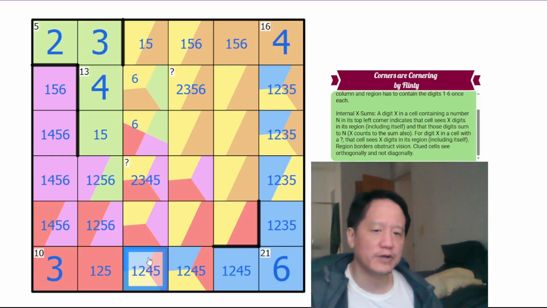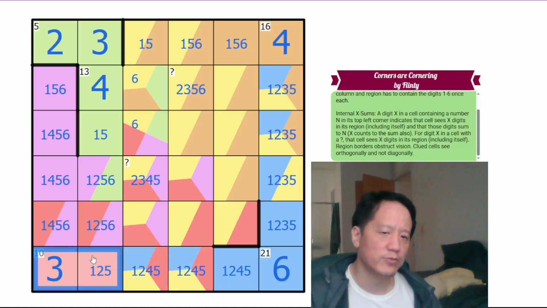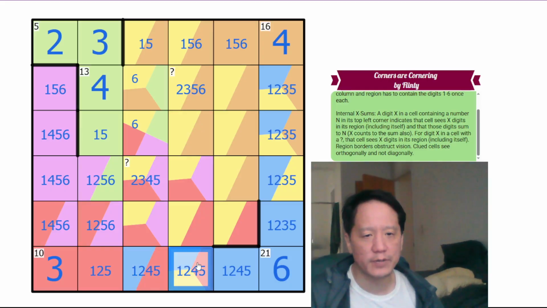Can we have a yellow there? I don't think so, right? 1, 2, well, maybe. No, you cannot. If you have a yellow here, it can only go out this way. Red would have to be 6 here, but that would block the pink in. So this cannot be yellow.